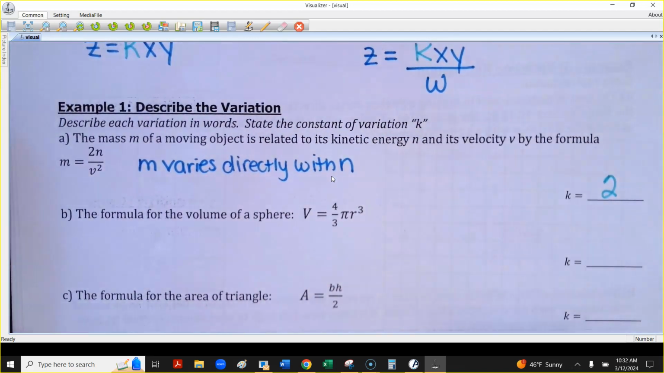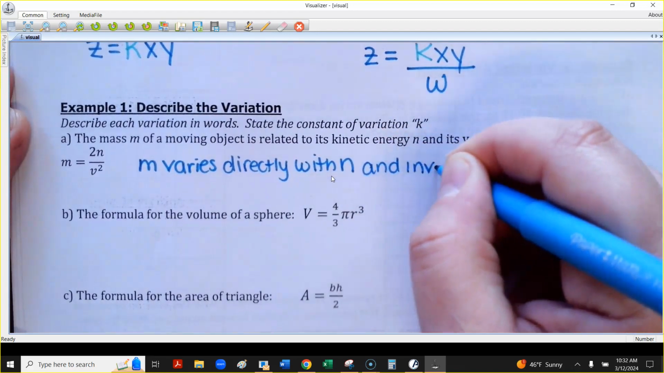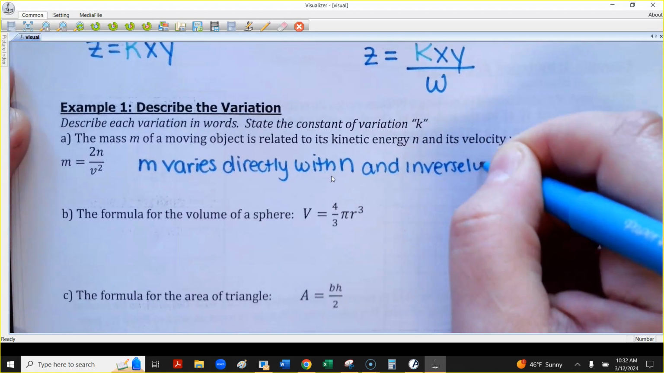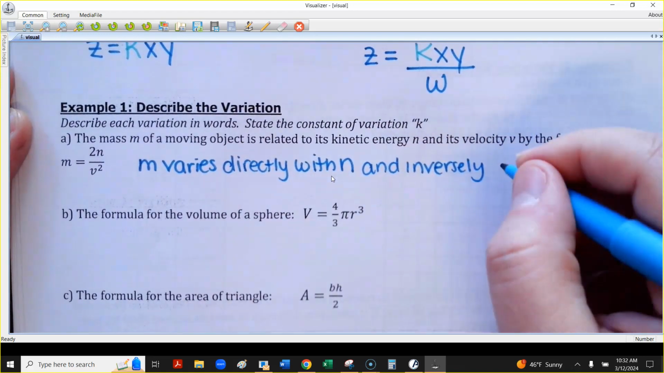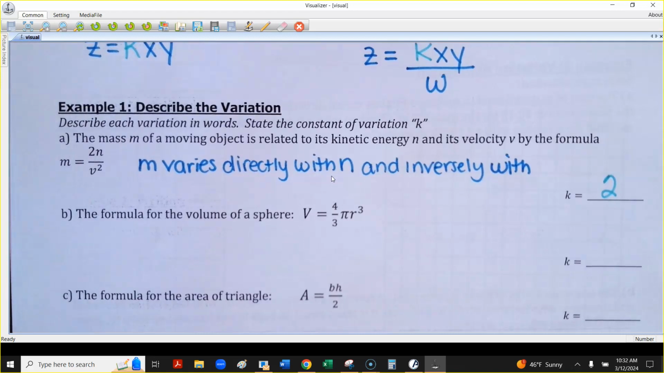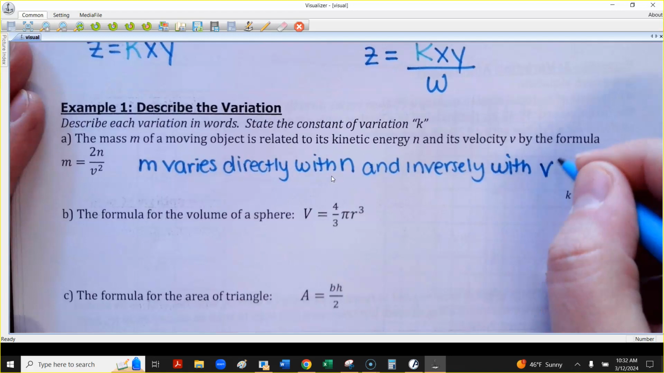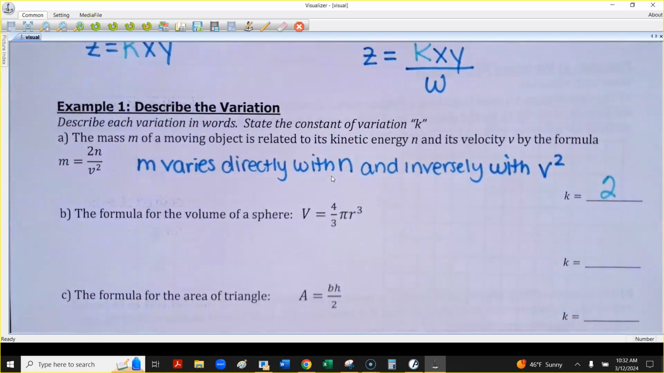And then I'm going to write inversely with, and you don't have to write out like the square of v or something like that. You could just put with v squared. You can just do it like that. So it's directly with n, because that's in the top, being multiplied by my k value, and inversely with any variables that are in the bottom.